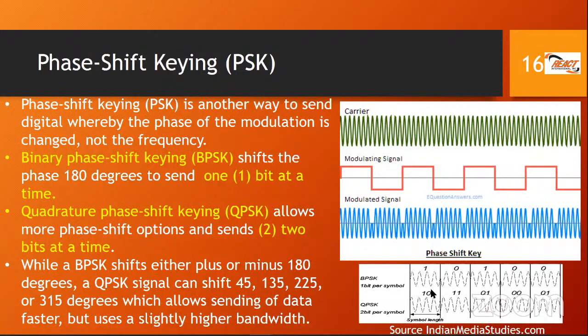And so it's two bits for the same amount of effort, really, in terms of the bandwidth. So that's why we say that while a BPSK shifts either plus or minus 180 degrees, a QPSK can shift 45, 135, 225, or 315 degrees, which allows us to send the data faster, and it uses a slightly higher bandwidth. So we'll compare and contrast that to the next slide.